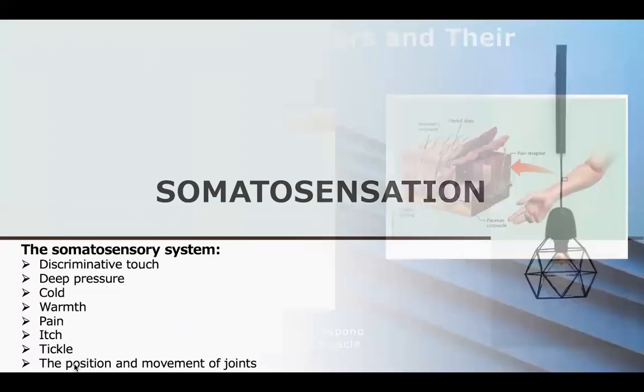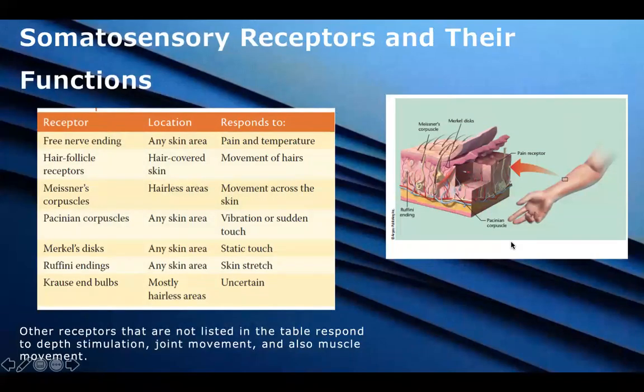This table describes somatosensory receptors, including those shown in the picture of your right hand here, and other receptors not in the table respond to joint movement as well as muscle movements.